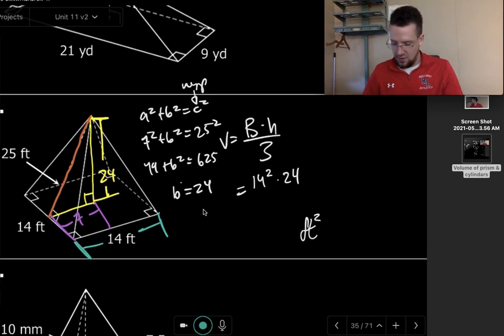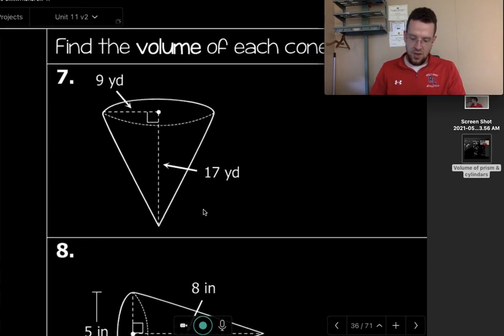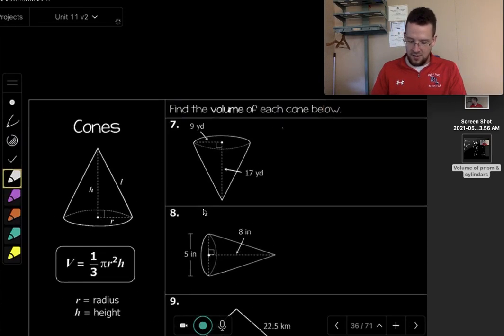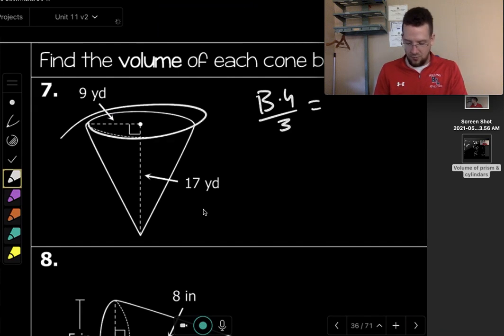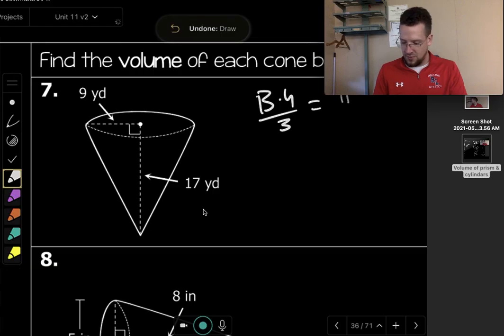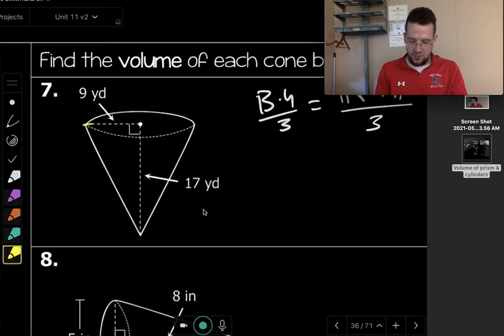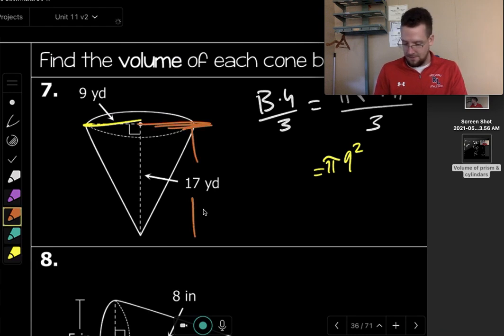Okay, and we have one more. Of course, we have a cone, and the cone is still the same thing. This is still 1/3, or the area of the base times the height divided by 3. Well, the area of the base here is a circle, right? And so now this is just going to be pi r squared times the height divided by 3. You see our radius here. So this is pi, the radius here is 9, so it's 9 squared, times the height, which is 17, and I'm going to divide this number by 3.